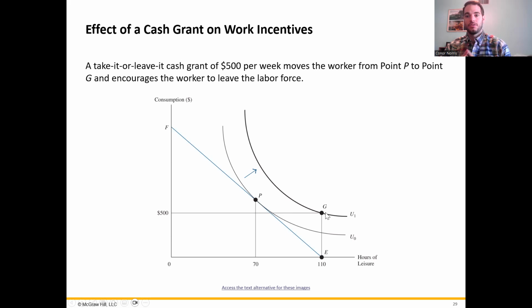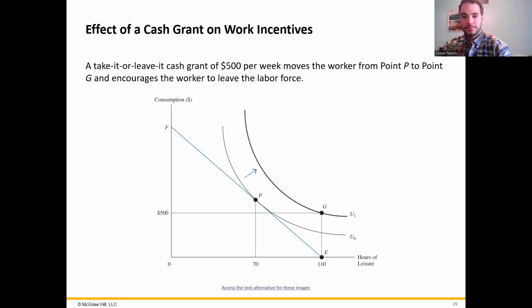So for this case, they're going to end up being two separate lines. We'll see the next example where they are able to work and receive the grant, in which case it will have the normal line that we've seen in the past. But in this case, it is one or the other. So that's why they're separated here.